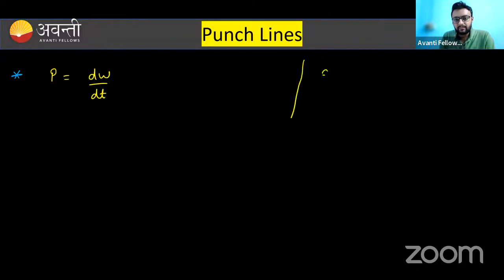What is the meaning of dy over dx? If I plot a graph of y versus x, then what is the meaning of this dy over dx? Can anyone answer in the chat box? I am considering the answers from both Zoom and YouTube.